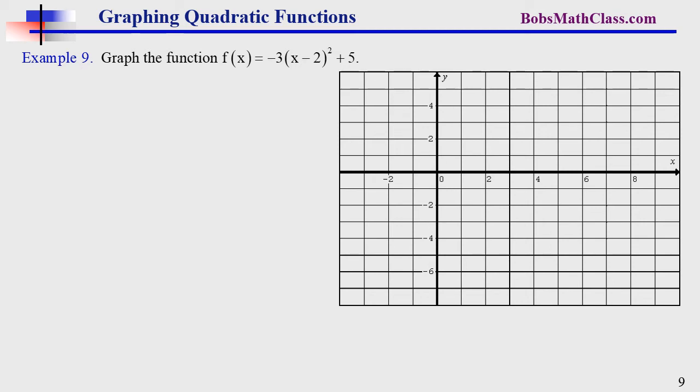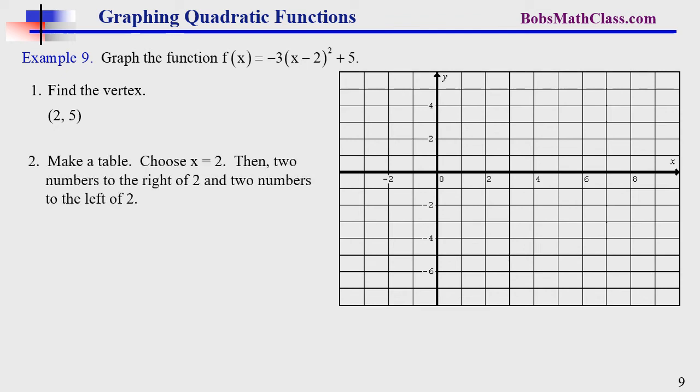Vertex. What is our vertex? Right, we have parentheses this time, so we got to take the opposite. What number would make it 0 inside the parentheses? That would be 2. And then our k value is 5.